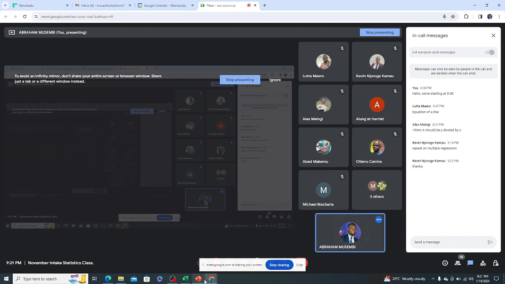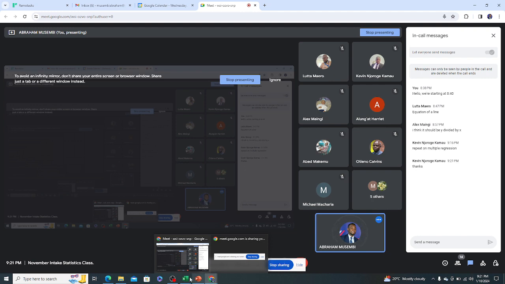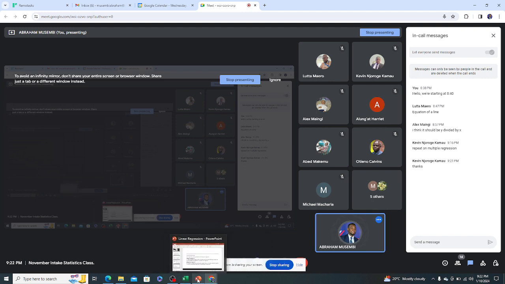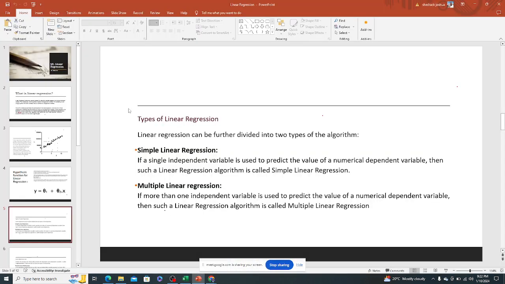Nice. All right. So let's continue with our notes. All this illustration was just to summarize this. For simple linear regression, if a single independent variable is used to predict the value of a numerical dependent variable, then such a linear regression algorithm is called simple linear regression.